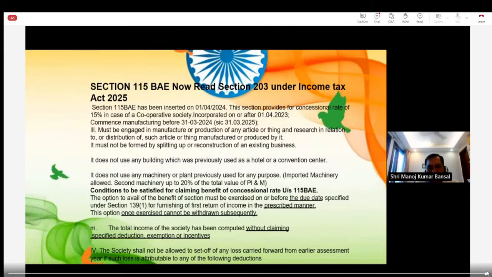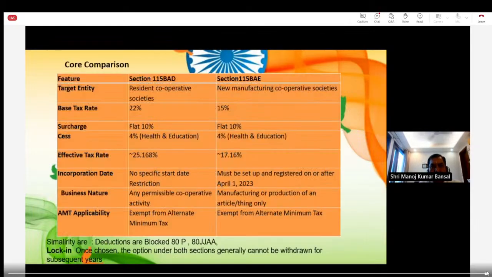The total income of the society has been computed without claiming specified deductions, exemptions, or incentives. It is a very important point that the society shall not be allowed to set off any loss carried forward from an earlier assessment year if such loss is attributable to any of the following deductions.